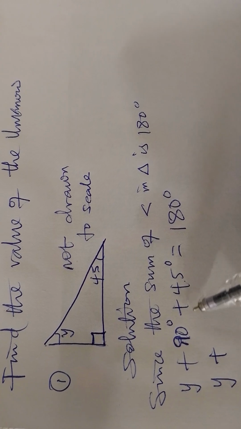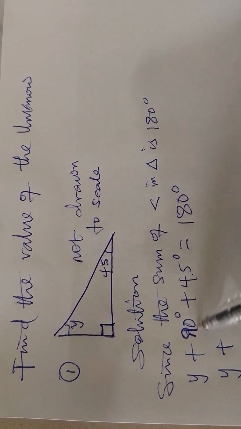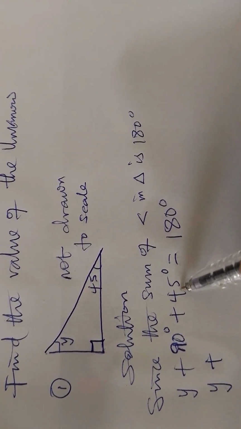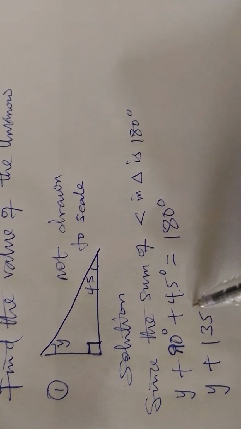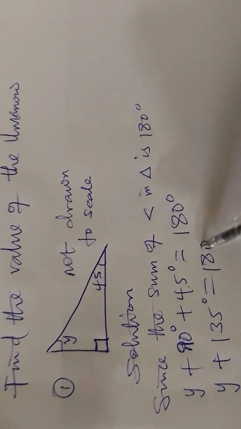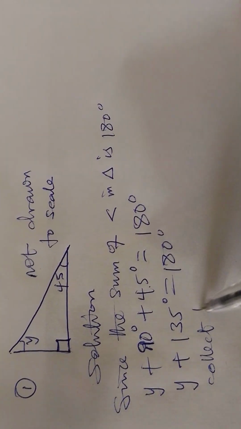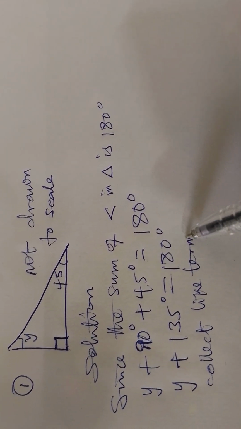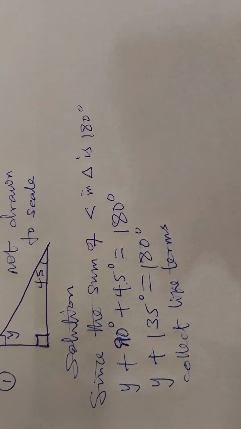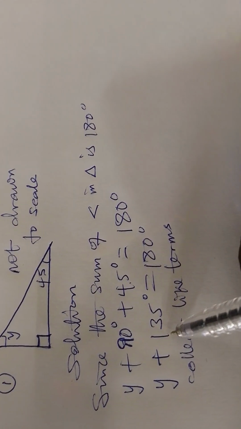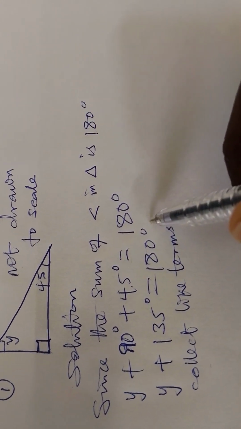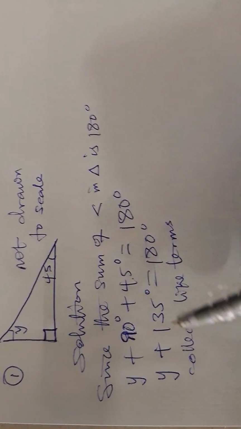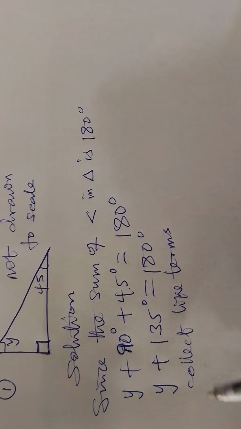That's going to give me 90 plus 45, that's actually going to be 135 degrees. So that's equal to 180 degrees. And in mathematics, what I'm meant to do now is collect like terms. How can I collect like terms? I can do it in two ways. It's either I say this 135 degrees will go to the right hand side, or I will say subtract 135 degrees from both sides.